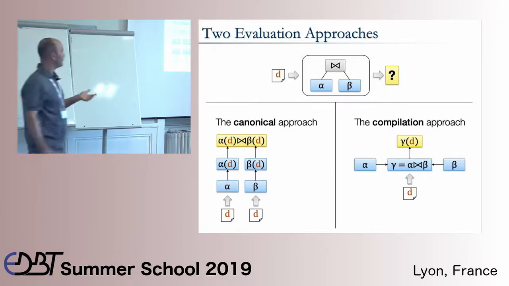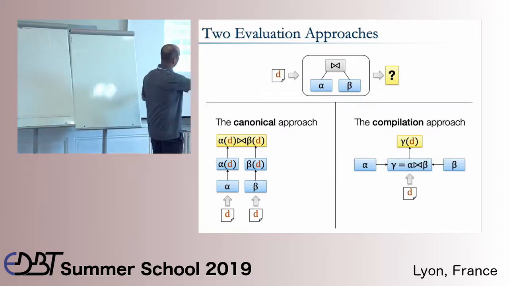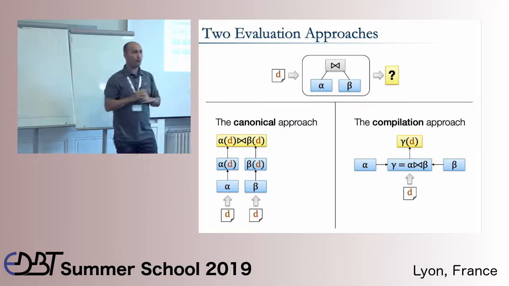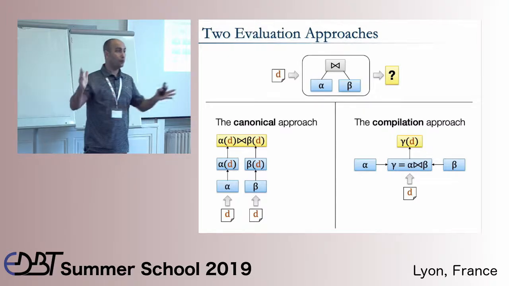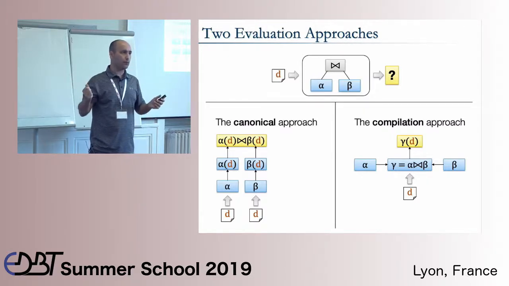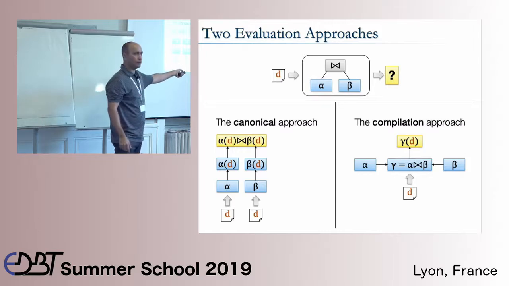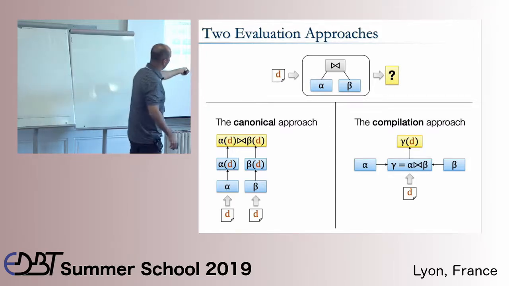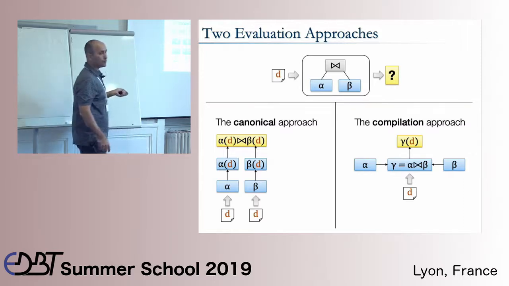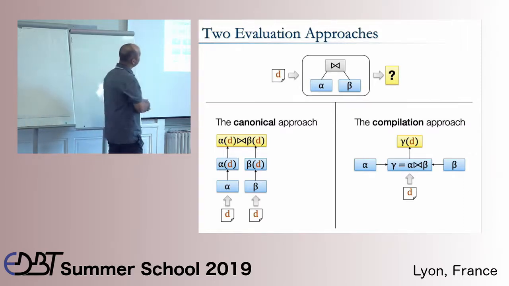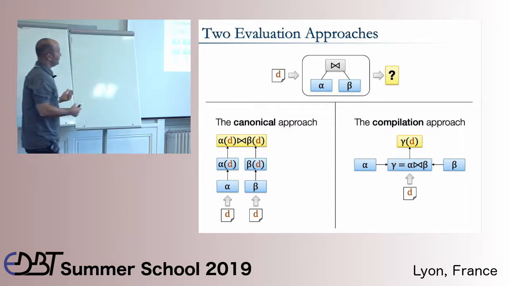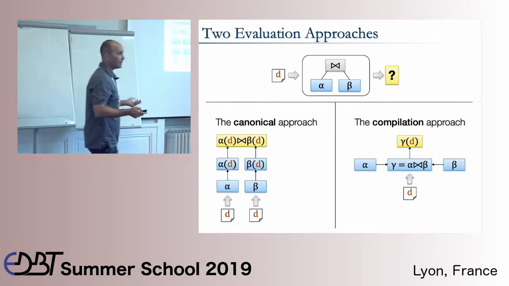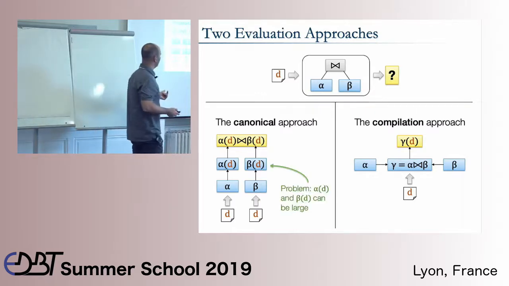Well, there is the compilation approach, which is don't touch a document. First compile alpha and beta into one automaton, one representation that corresponds to the join. Only then evaluate the document over this compiled representation. Okay? And the interesting thing here is that each of these approaches gives you a different set of tractable cases, and each has its own problem.